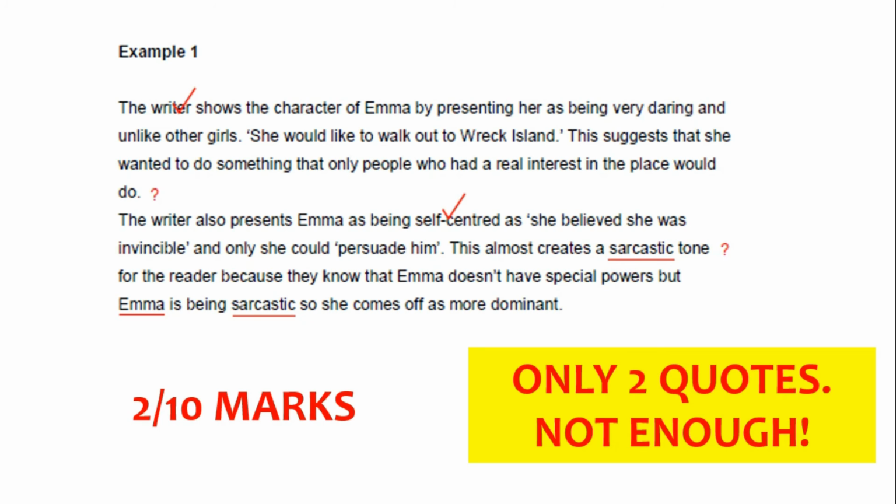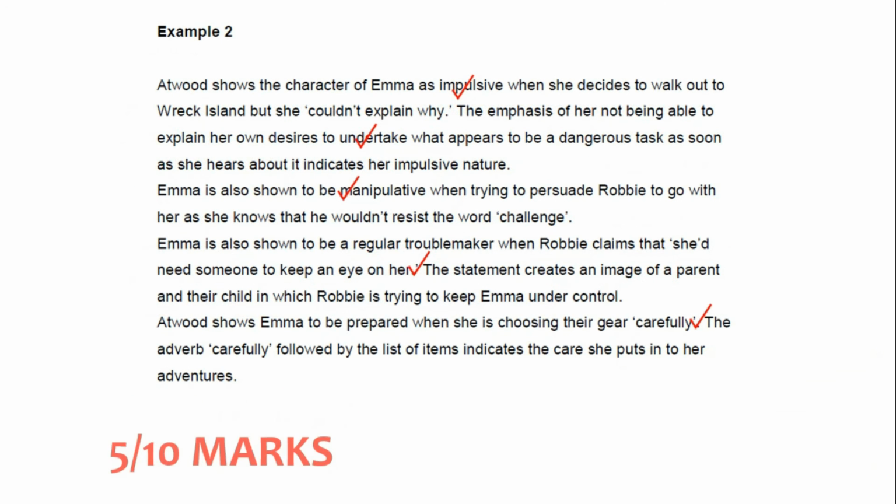It's not enough. It's not a bad answer. The writer shows the character of Emma as presenting her daring and unlike other girls, she would like to walk out to Wreck Island. So it's not a bad point. Another point they've made is she's self-centered because she believes she was invincible. Again, it's a good point. If they would have made 7 or 8 more points, they would have got a really high mark. But because only two quotes, they're not going to get a good mark.